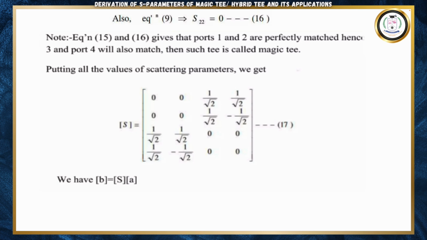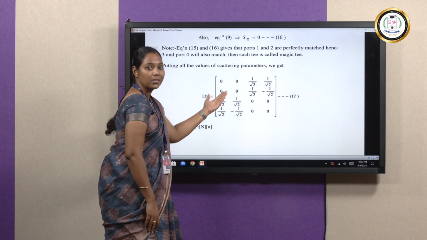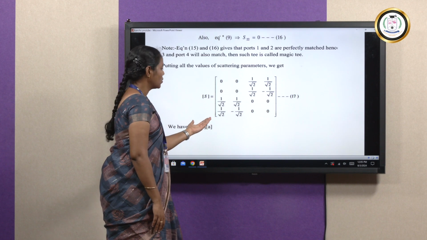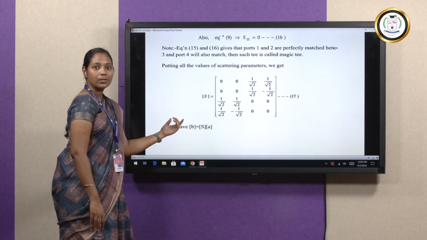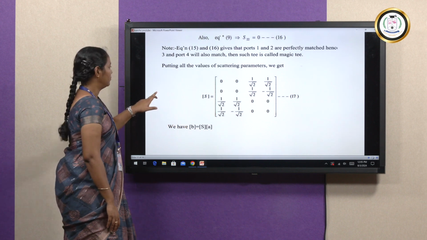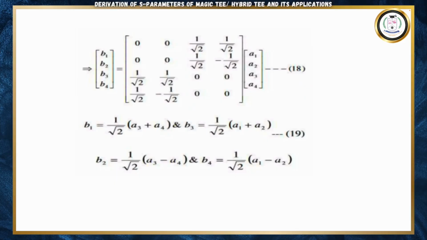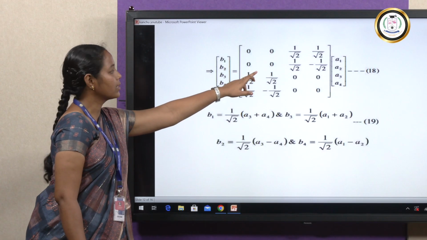So this is nothing but, if one of the ports has a value, then we will get values at the other ports. So that is what they have written. So we have written as what? B equals S into A. The next thing we have to write is for the 4 matrix. So B is nothing but B1, B2, B3, B4 are the outputs. So we find the S matrix into the A.